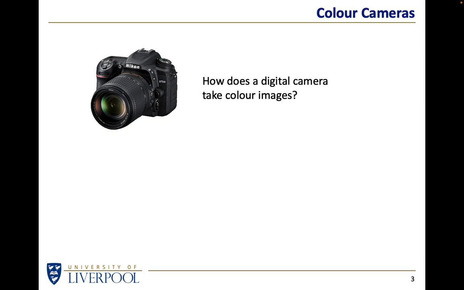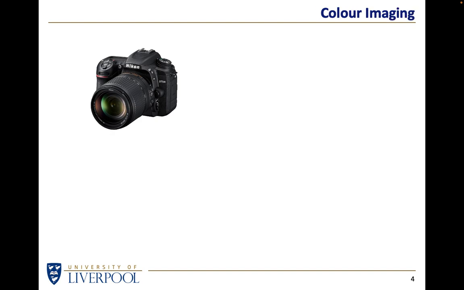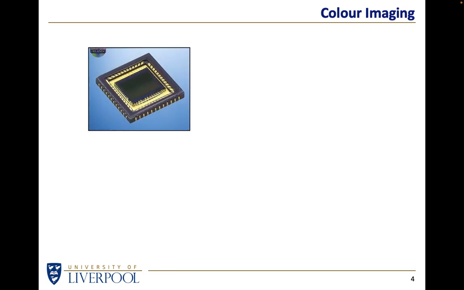So I'm talking about how digital cameras take color images. That might be a color DSLR camera, for instance, or it could be an astro camera. And specifically, we're talking about not the mono cameras that use external filters to obtain color images, but the so-called OSC, the so-called one-shot color cameras. So what I'm saying applies equally to DSLRs or one-shot color cameras. So what's going on inside? There are no external filters to give us color images, but all the filters are internal.